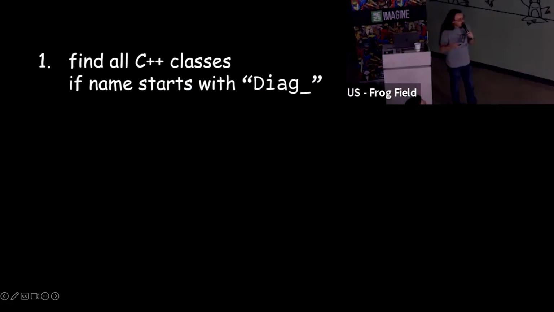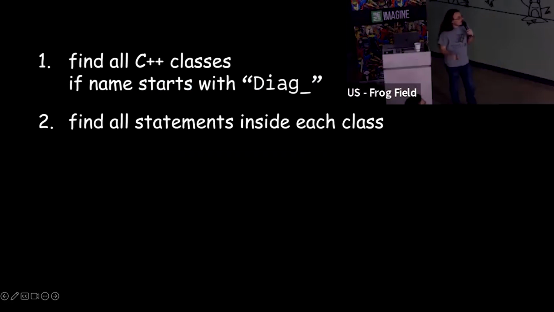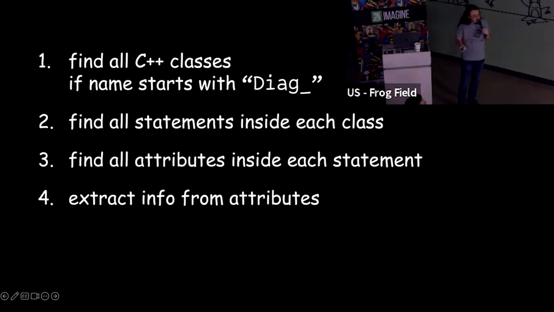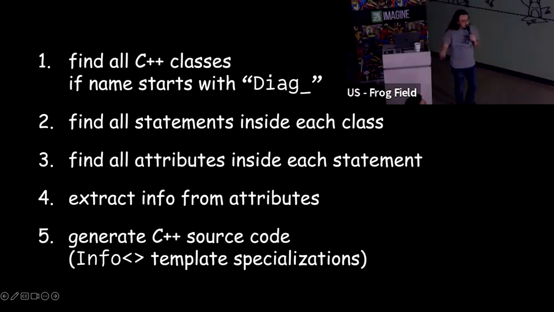So our plan of action is to have libclang find all the classes in our code whose name starts with diag. We find all the statements, those empty statements inside the class. We get the attributes. We extract the information from the attributes, such as attribute name and all those parameters. And then we generate C++ source code. We're going to generate source code for those info template specializations. That's why I split it up into just the struct, which is handwritten code, and the info metadata is the generated code.